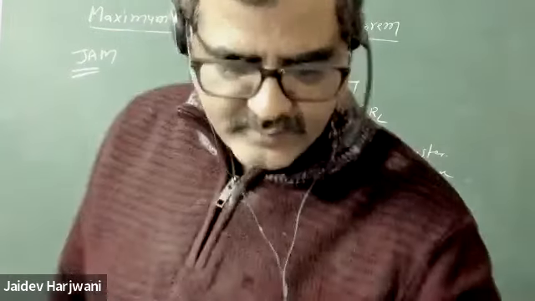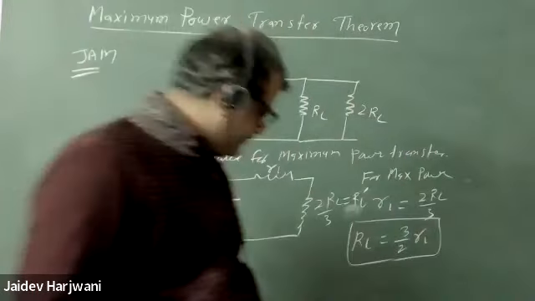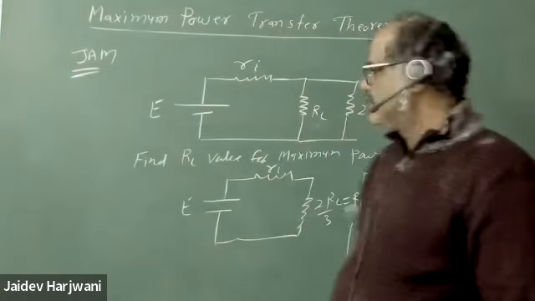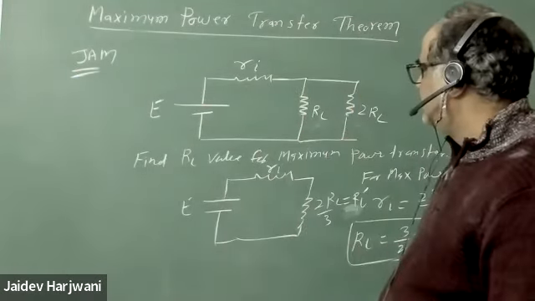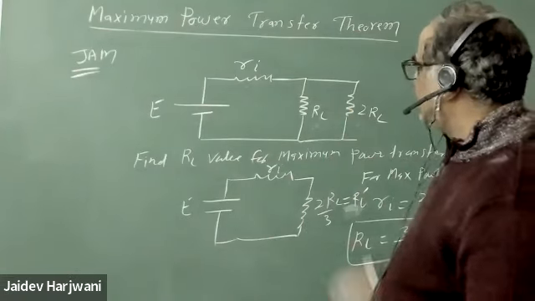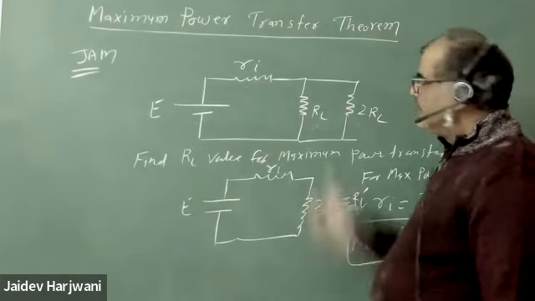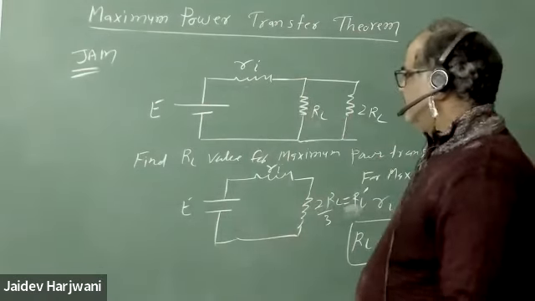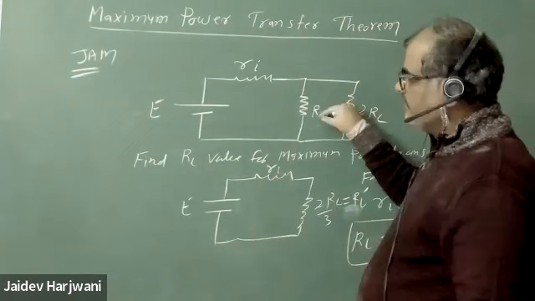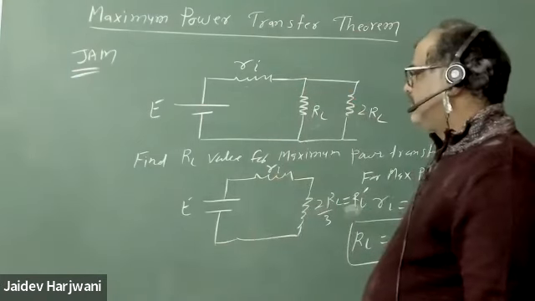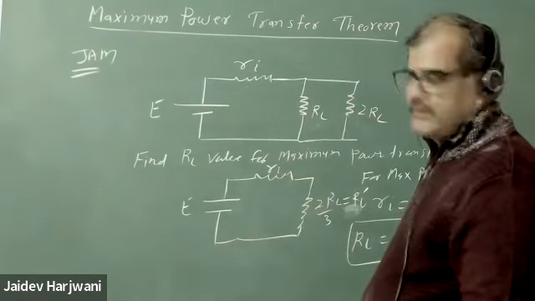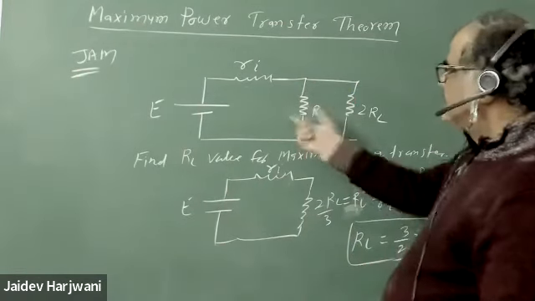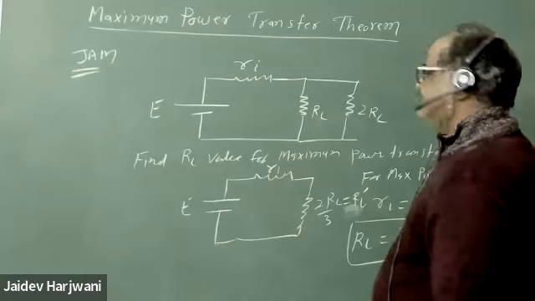Sir, before this, whenever we were calculating R Thevenin, we were removing the load resistor, right? Yes, so now remove it. After removing it, what will R Thevenin be? It will be RI. If you remove this load and you calculate R Thevenin, that will be equal to RI. Okay? Yes, sir. In this particular question, your RI is equal to R Thevenin.